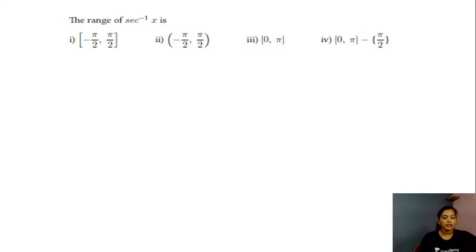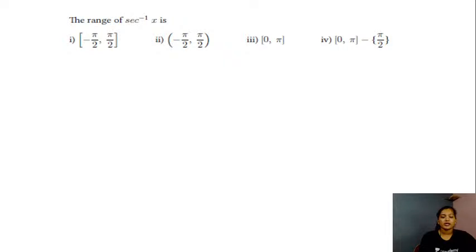So here's your next question now, right? This is your knowledge based question. The range for your secant inverse of x, this is equal to which of the following options, students? I would like to see your responses in the chat section there. Secant inverse of x, what is the range of this function? Anyone? Can you all give me the answer in the chat?